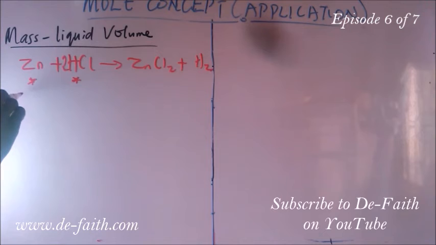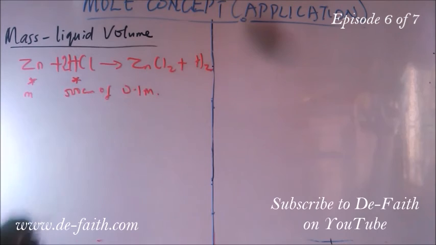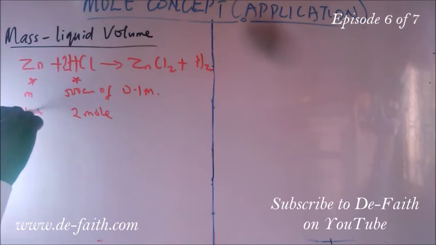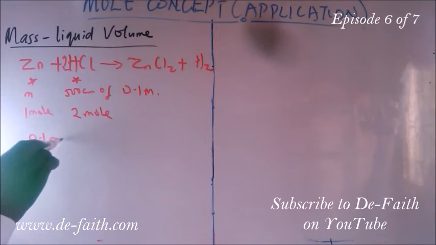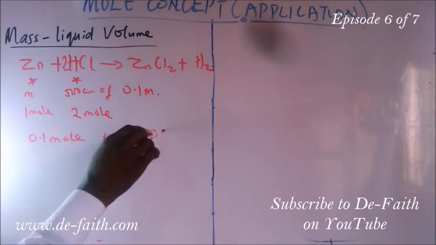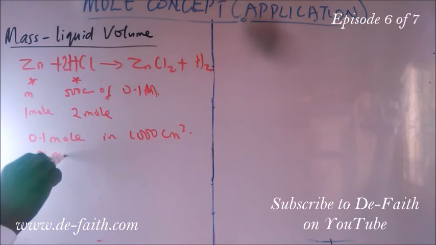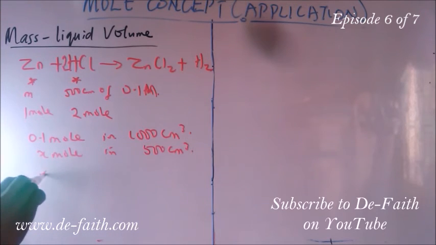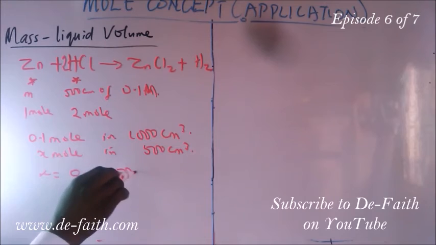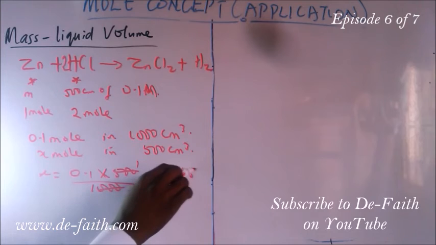So we are looking for the mass of zinc that will react completely with 500 cm cubed of 0.1 molar hydrochloric acid. From our mole relationship, we have 1 mole of zinc and 2 moles of hydrochloric acid. This 0.1 molar means 0.1 mole in 1000 cm cubed. So how many moles are we going to have in 500 cm cubed? x will be 0.1 times 500 over 1000, and this will give 0.05 mole.